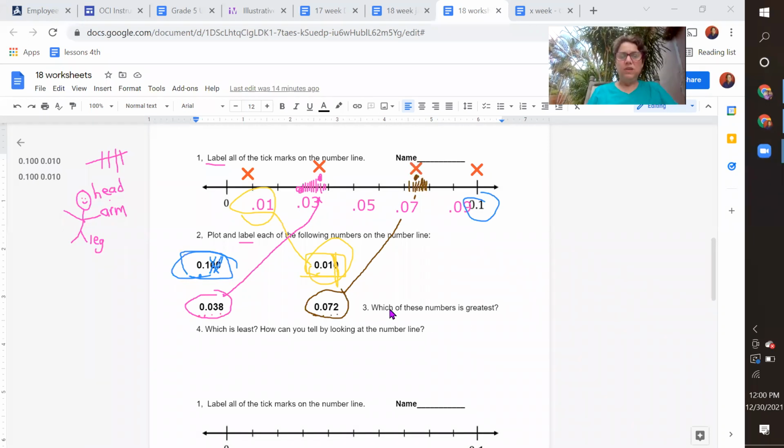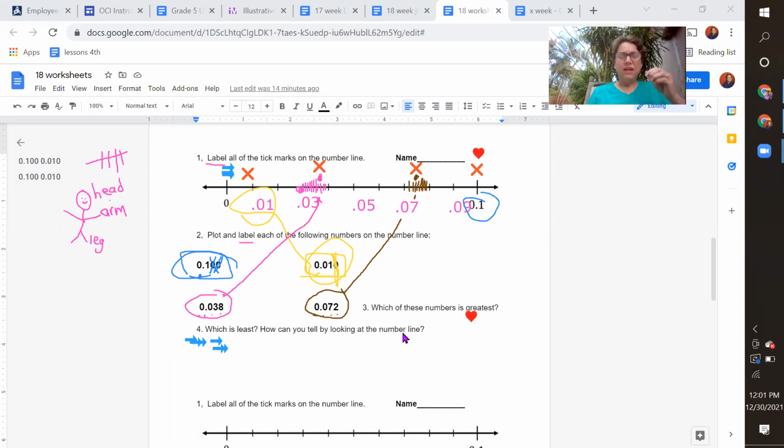Boom. Number 3, which of these numbers is the greatest? Of course, it's this red. This one is the greatest right here. You could write the answer here. And number 4, which is the least? Of course, it's the one that's over here. And you should write the answer here.